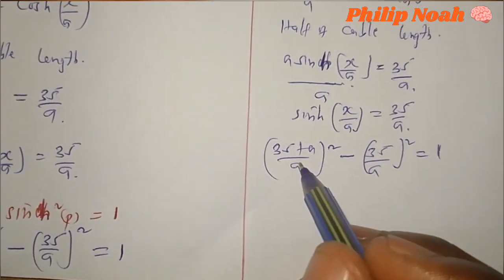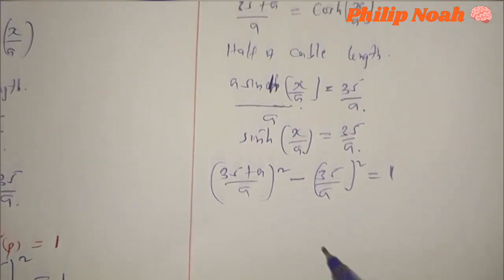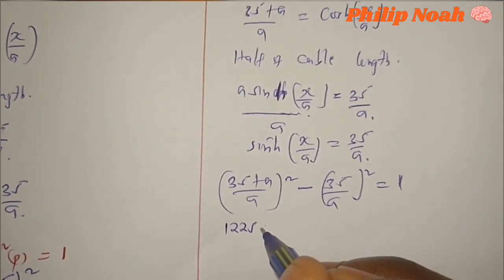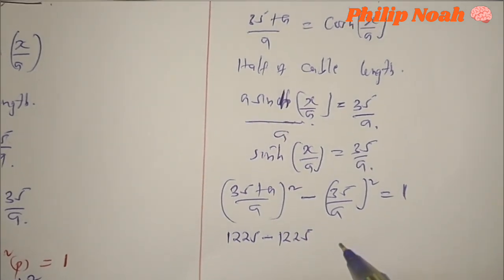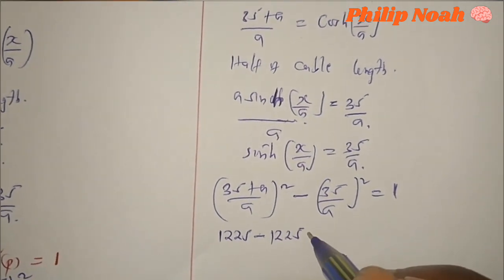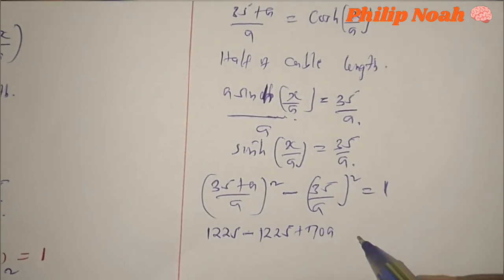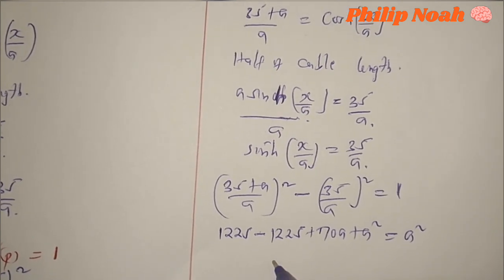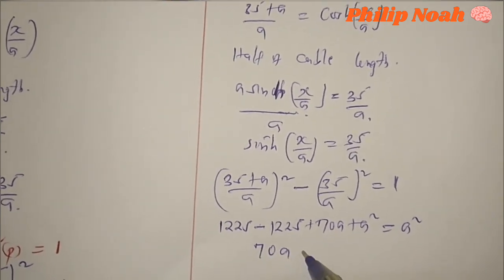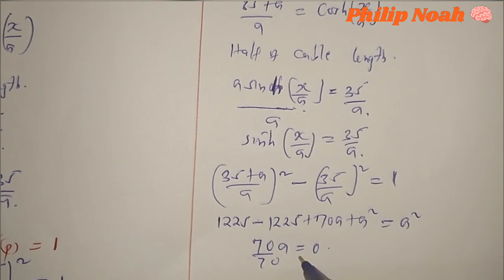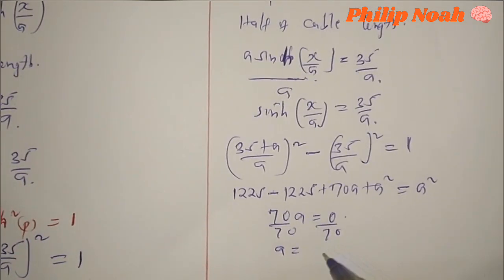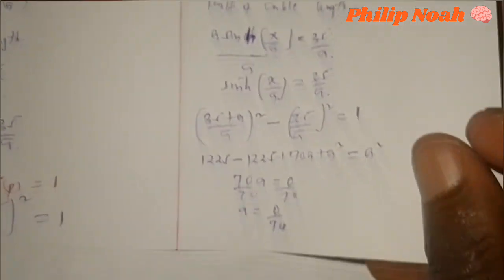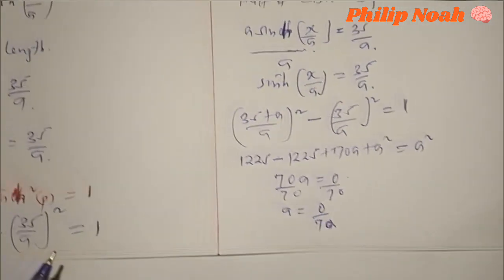This is 35 times 35, that is 1225, minus 1225 plus 70A plus A squared is equal to A squared. This is 70A is equal to 0, over 70 over 70. Our A becomes 0 over 70. Hope you understand, genius. A becomes 0 over 70.